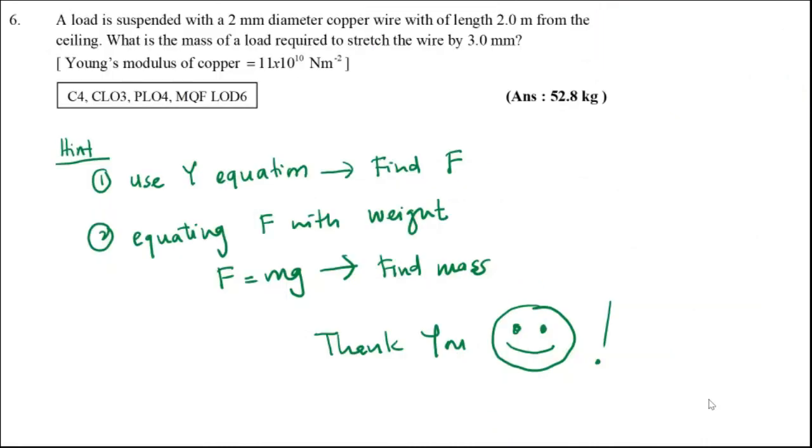About number 6, I give you a hint on how to solve it. The first step is using the Young modulus equation to find the force, and then equating the force with the weight that we suspended on a copper wire. When you equate the force with the weight, you can simply find the mass from the equation.